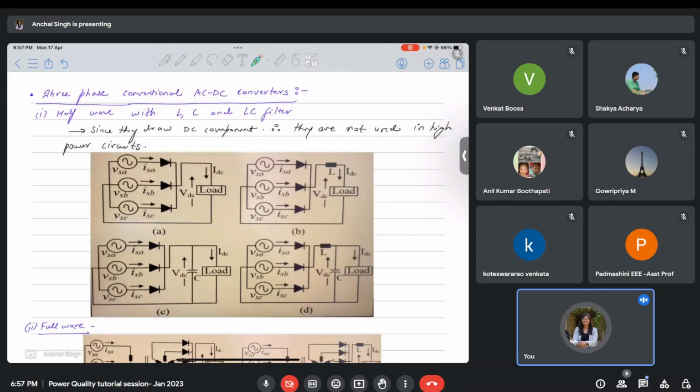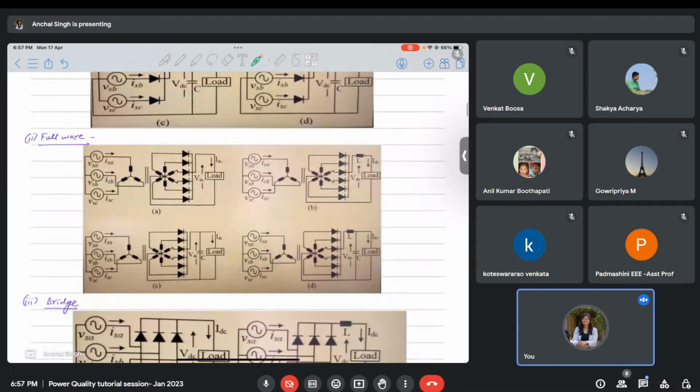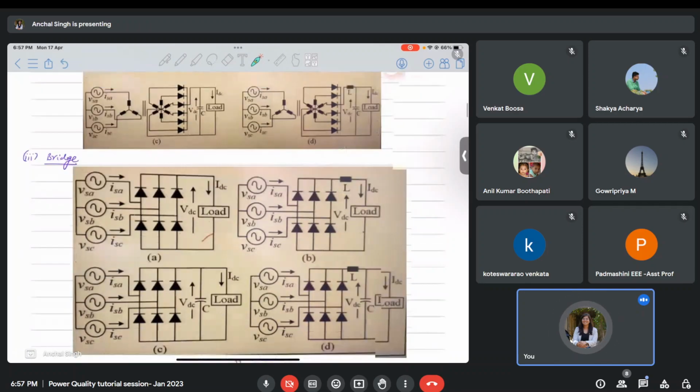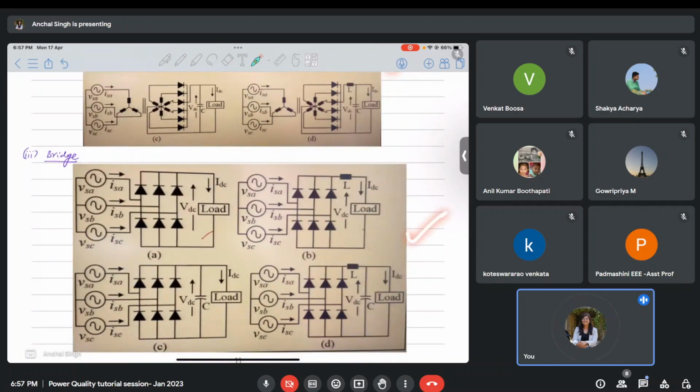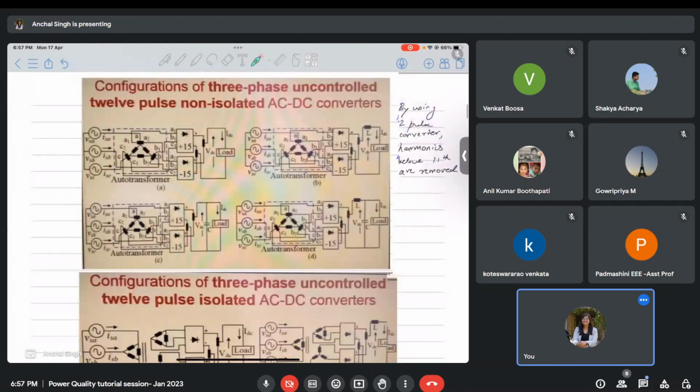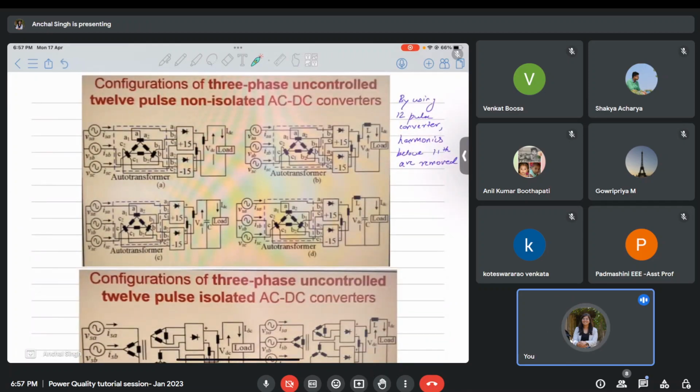Then let us talk about three-phase conventional AC to DC converters. We talked about single phase so far, right? If you talk about three-phase, this is the half wave configuration for three-phase circuits. In this circuit, this is the uncontrolled version. Therefore, only diodes are present. The full wave will look something like this. The bridge configuration will look something like this. And all these configurations are present with L type of filter, C type of filter, and LC type of filter.